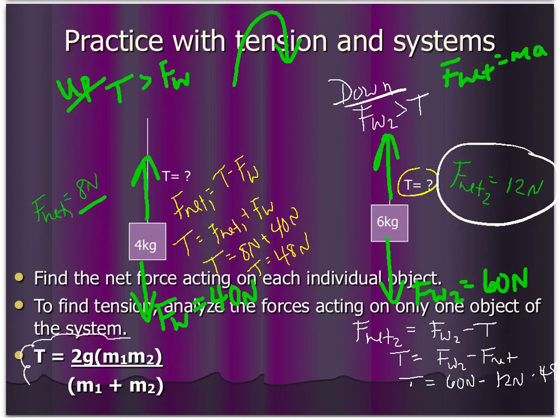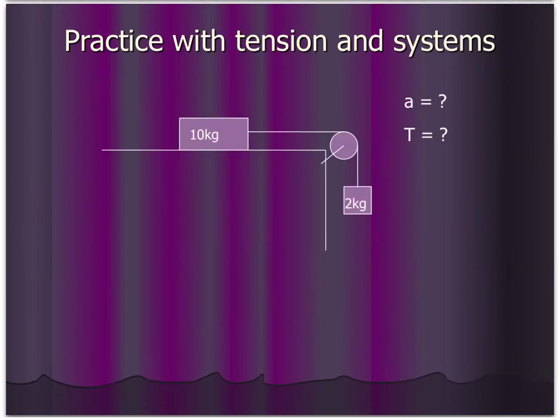Sometimes you will see this equation, although you don't have to use it, but for an Atwood machine, if you're not given anything else other than the masses, you can calculate the tension by setting it equal to 2g times the quantity of m1 times m2 divided by the quantity of m1 plus m2. But you don't have to do that for these problems. You'll always be given enough information that you can figure out the F nets on each object and then solve for the tension in the rope of that system.